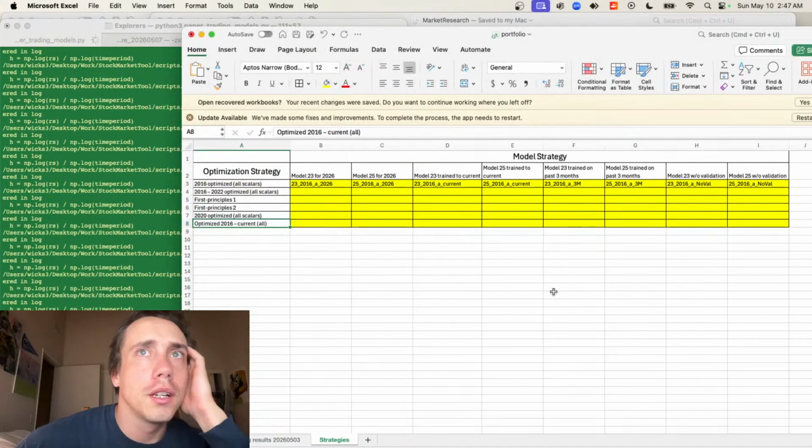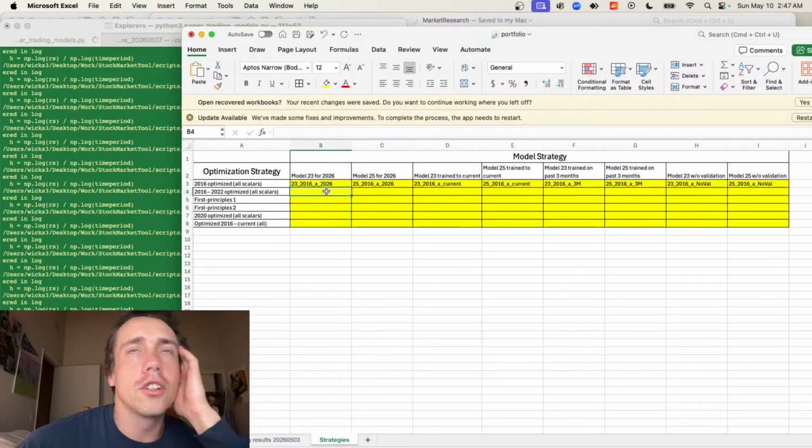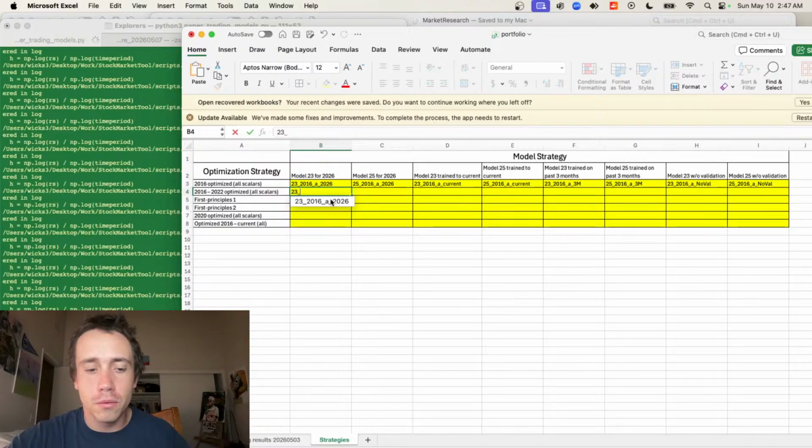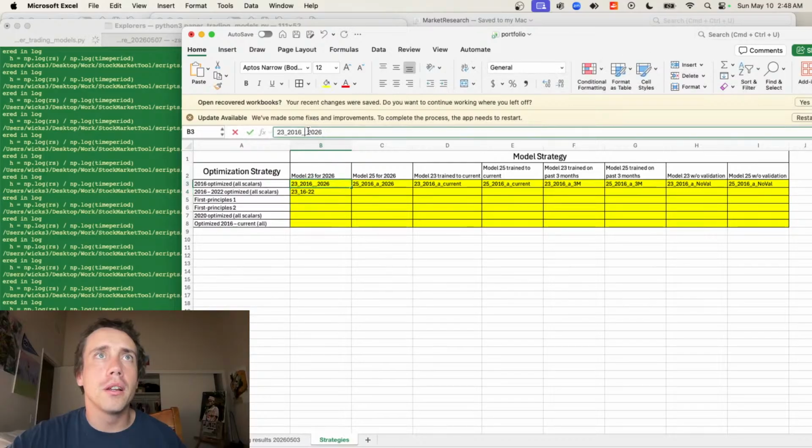Okay, so I guess it's going to get everything first. Let's finish the names for these. Each model needs a unique name. 2016 to 2022, optimize all scalars. So 23 underscore 16 to 22, underscore, what is A? Oh, A for all scalars. But they're all being optimized to all scalars, so I can drop A.